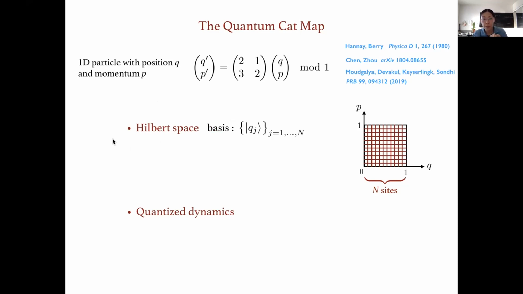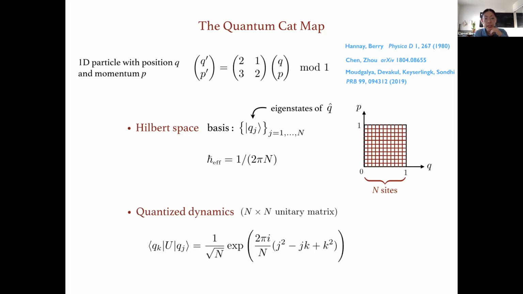You can choose a basis for your Hilbert space. Here we choose the basis to be the eigenstates of the position operators. We have an effective Planck constant from the quantization, which is proportional to 1/n, where n is the number of sites on your ring. The quantization of the dynamics will give you an n by n unitary matrix. This is the matrix element, this is the time evolution operator, and these are the states of my Hilbert space. You don't need to worry about the exact form of this expression. What you need to know is that now we have a quantized dynamics, this n by n unitary matrix, corresponding to the action of this map on the discretized Hilbert space.